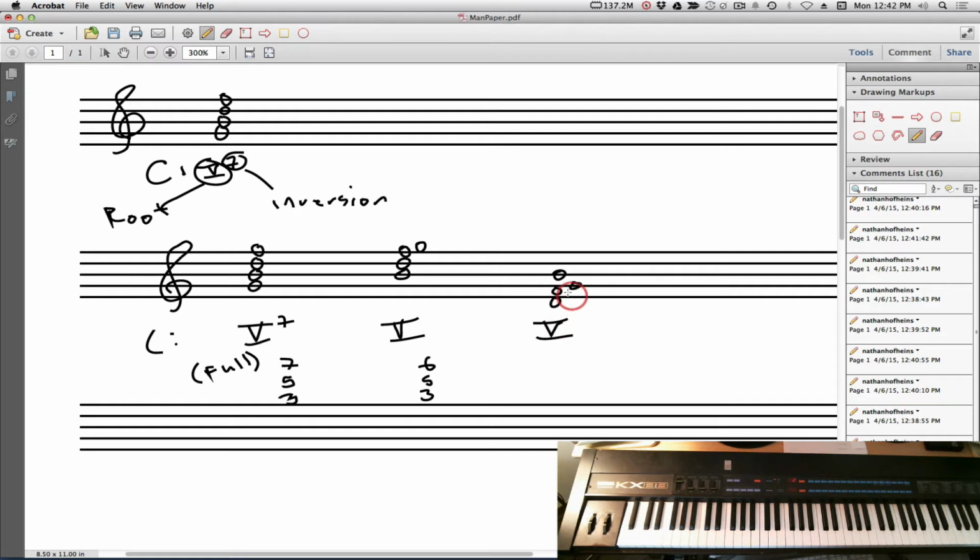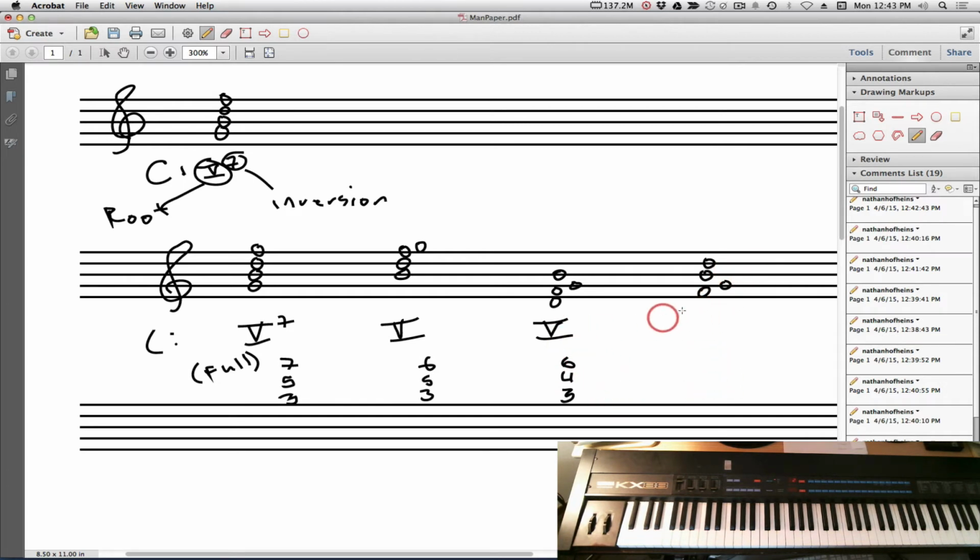But what intervals do we have above the bass? We've got a third, a fourth, and a sixth. Okay, so those are the intervals that we have above the bass. Let's do one more inversion. Start with the F this time. F, G, B, D. Okay, so let's see what intervals.